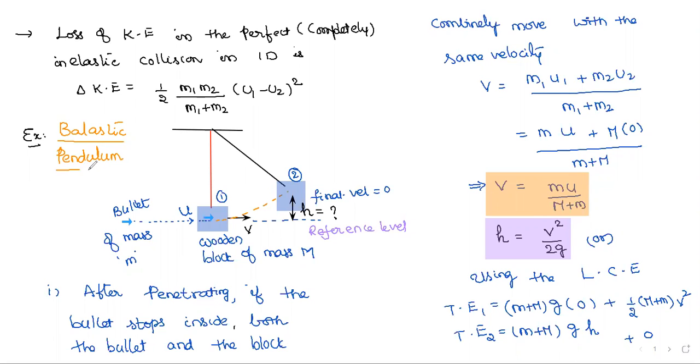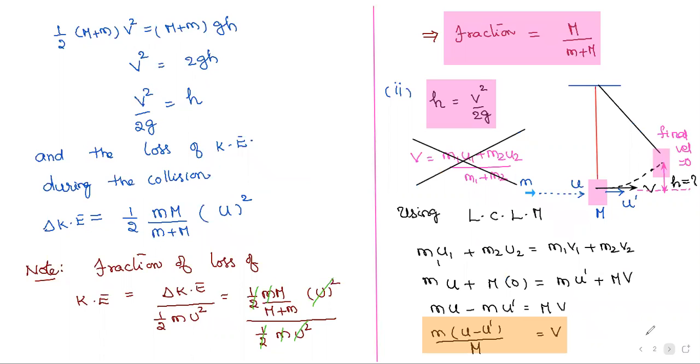So you may see this word while solving the numericals: a ballistic pendulum is suspended from a support. Ballistic pendulum means this model only. There are again two models: the bullet stops inside, and the bullet comes out here like this. To avoid a lot of words, I'm directly coming to the ballistic pendulum.